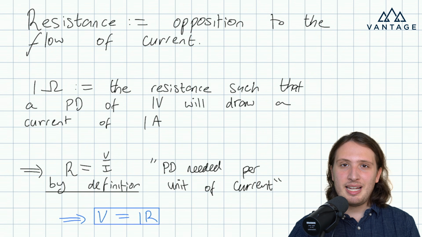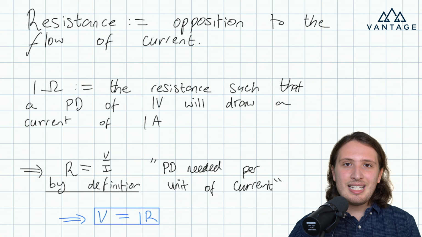Some equations in physics follow from a mathematical derivation or proof, while others are true by definition of the quantities involved. V equals IR falls into the latter camp. Recall that resistance is a way of measuring the opposition to the flow of current in a circuit, where in particular we define 1 ohm as the resistance such that a potential difference of 1 volt will induce a flow of current equal to 1 amp.